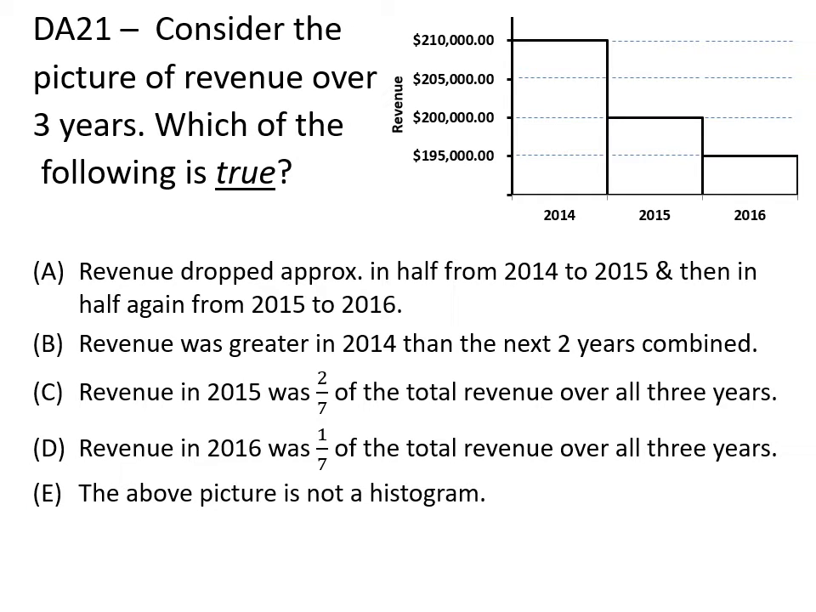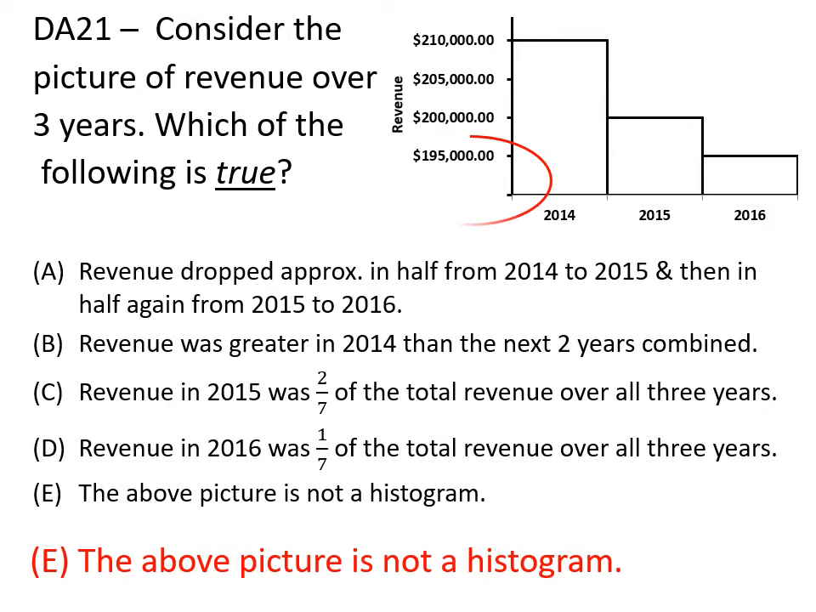DA21. Consider the picture of revenue over 3 years. Which of the following is true? All right, so none of the other statements are true. This is sort of misleading. Remember, this is not really a histogram. This is a misleading graphic because we did not start the y-axis at 0.